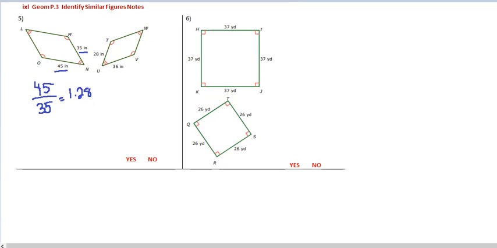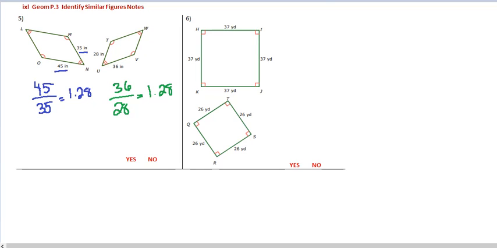So then on this next one, we can set it up. You just want to be careful. See, I went from large to small. You want to go from large to small. So 36 to 28. That also, if you want to check it out, is 1.28. On and on and on.